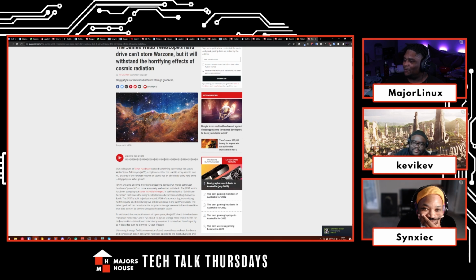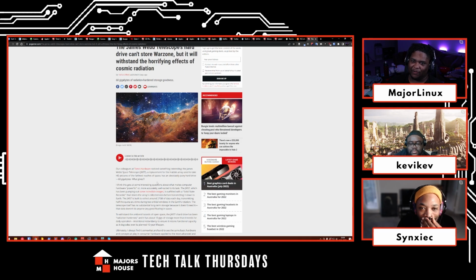The JWST is built to collect around 57 gigabytes of data each day, transmitting half the quota at a time during 2 orbital windows in the Earth's rotation. The telescope itself has no substantial long-term storage because it doesn't need it. The data doesn't do anything good floating in space. Okay. Take some pictures.